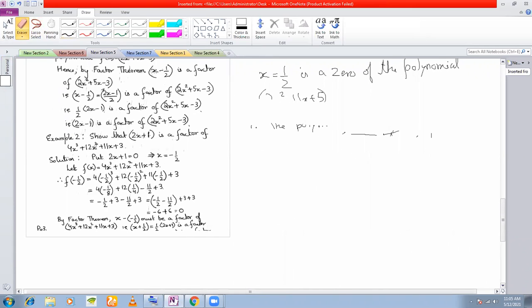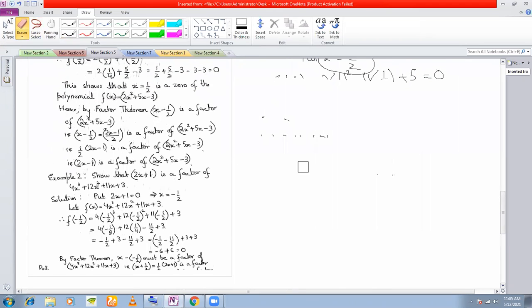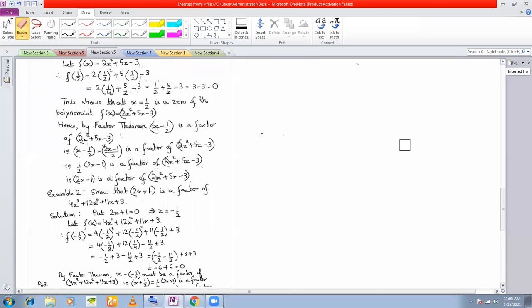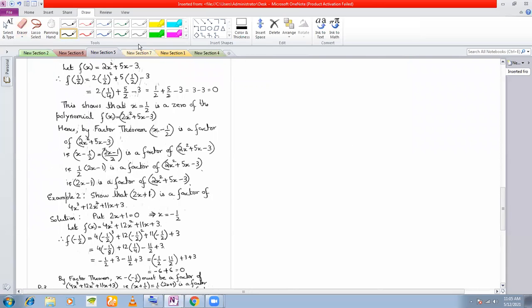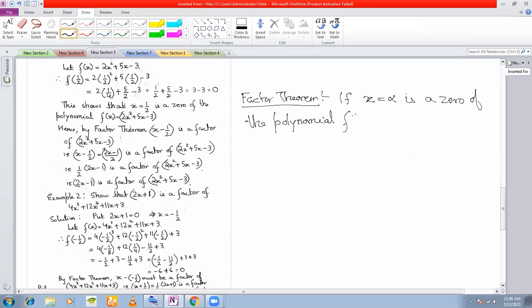What is the statement of factor theorem? Factor theorem states that if x is equal to alpha is a zero of the polynomial f(x), then x minus alpha is a factor of f(x). That means one factor of f(x) is x minus alpha.